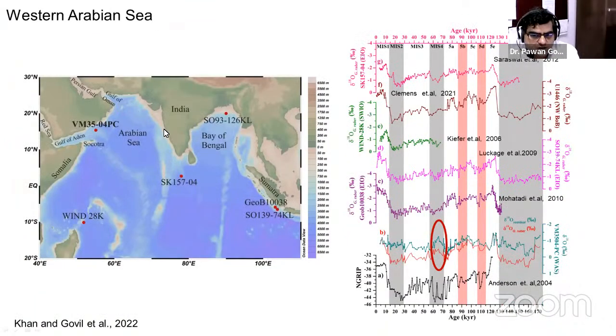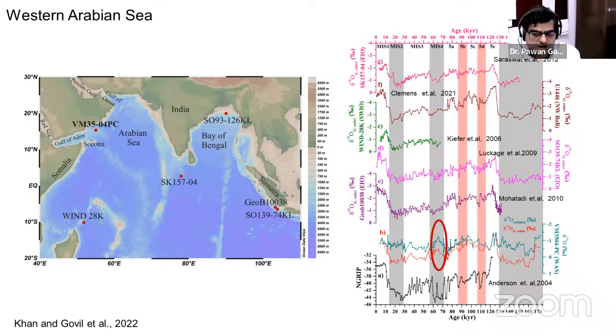We are getting very interesting results now. We have been working on this core for the last 2 years. We have compared our results with the equatorial Indian Ocean and the southwestern equatorial Indian Ocean. And one thing is very peculiar in our results: we have a mid-MIS4 warming, where MIS4 is supposed to be a glacial or cold period. But in the Western Arabian Sea, we are seeing warming.